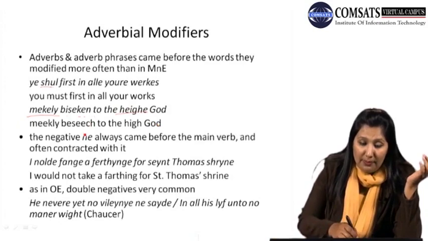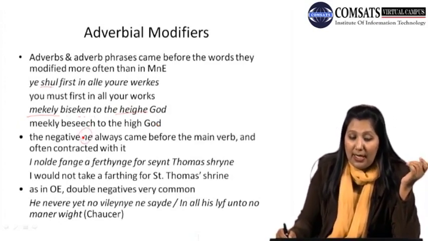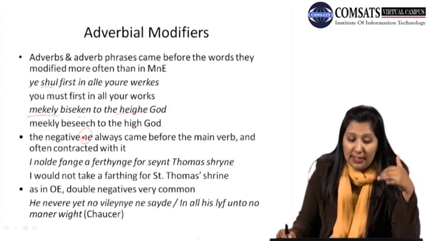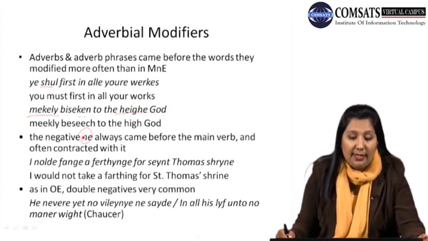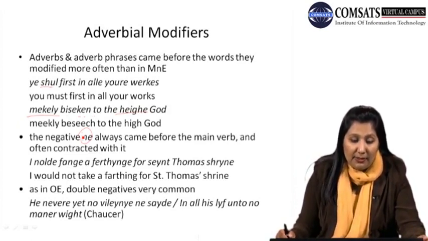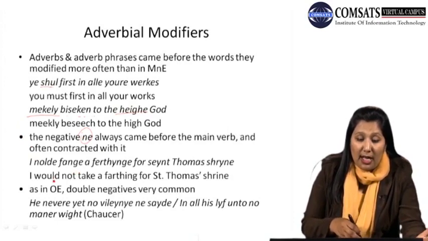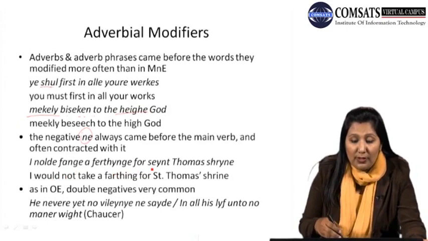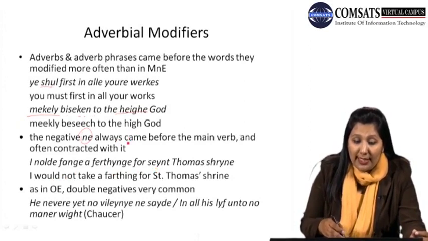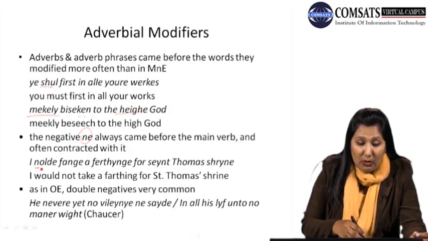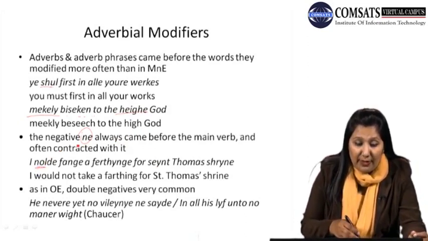The negatives, for example, "ne", they always came before the main verbs and often contracted with it. Let's look at the example, then we are going to understand this point as well. This is the third point of adverbial modifiers, and it is said that the negative "ne" always came before the main verb. I nolde fange a farthing for Saint Thomas' shrine. "Ne" always came before the main verb. I nolde, I would not. Fange means take, and often contracted, and they often contracted with it.